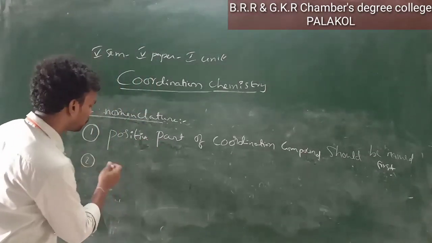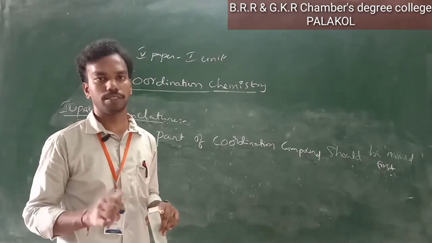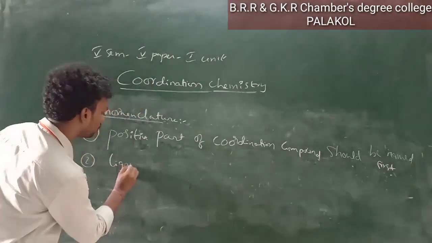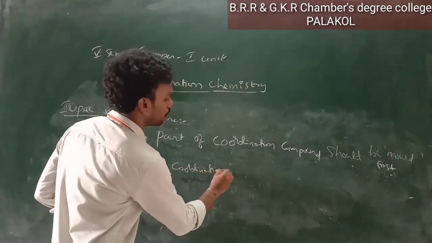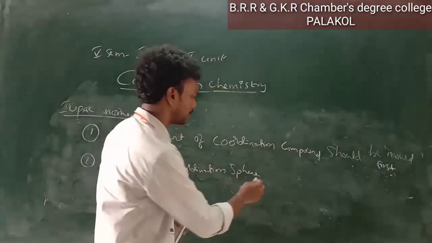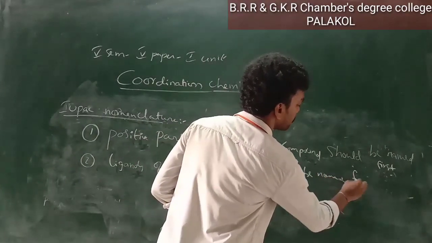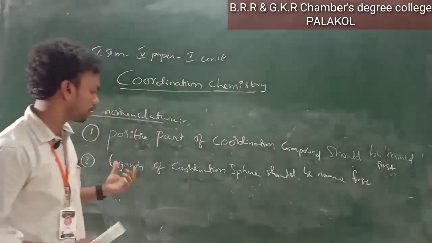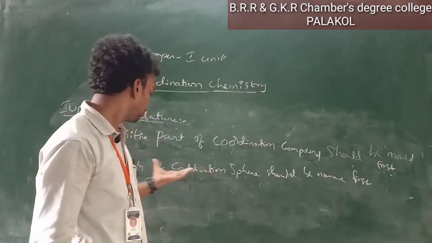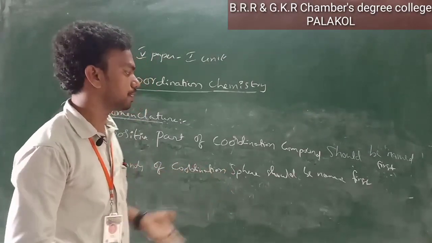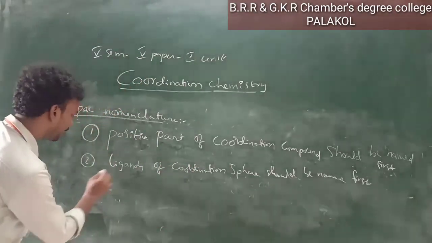Next, in the coordination sphere you have a metal and ligands. Which one gets first preference? Ligands. So the ligands of the coordination sphere should be named first. Ligands could be anionic, cationic, or neutral. So ligands should be named first, then after that the metal, right?